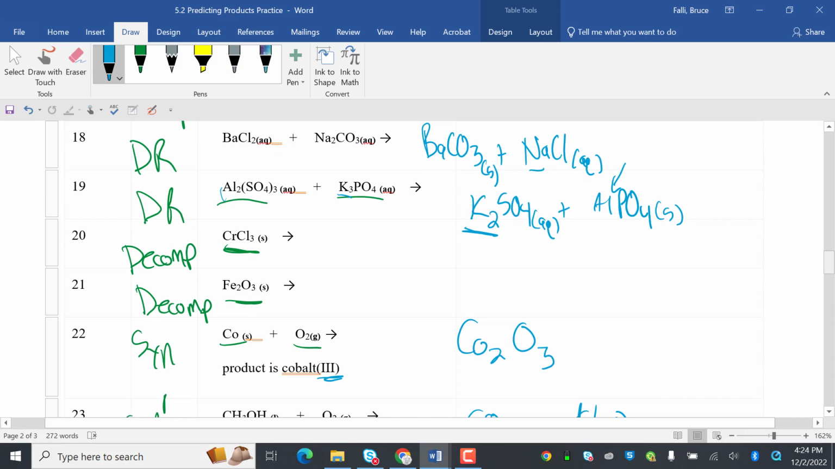All right, more decomposition. Chromium plus chlorine. Iron oxide, iron plus oxygen.